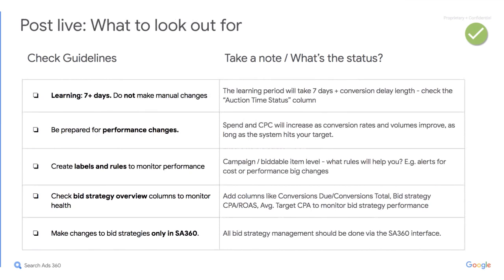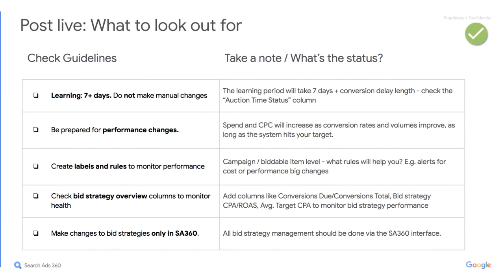So after auction time bidding is live, we are going through the learning period. As we said, it's going to take 7 days, plus your conversion delay, which can be different between verticals, between advertisers. You can check the auction time status column to see if it's learning or if it's enabled. Be prepared for performance changes. As we said, likely your conversion rates are going to go up. You're going to get more conversions, but it's a trade-off with the CPC fluctuation and the cost.